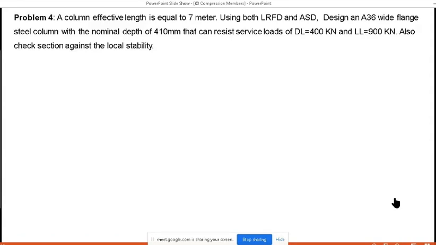A column effective length is equal to 7 meters. So effective length na yung 7 meter. Using both, so pag sinabi nating effective length pala, yung K natin, na-multiply na dun sa ating length, di ba? Kasi effective length na yan.